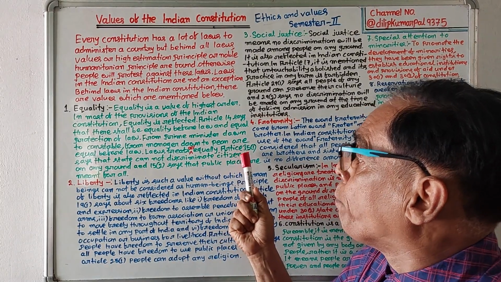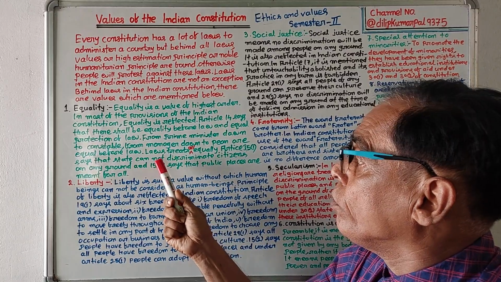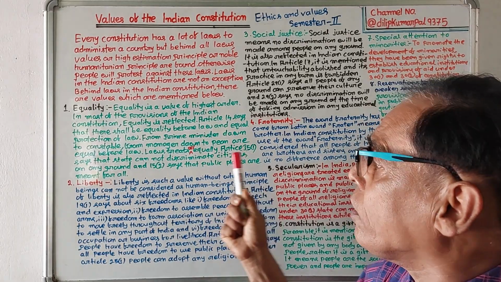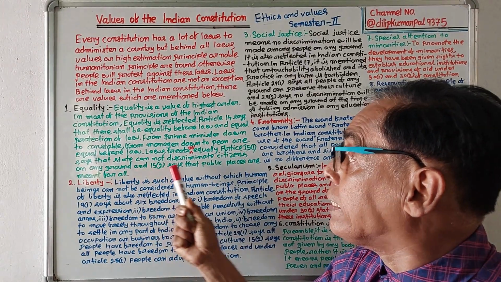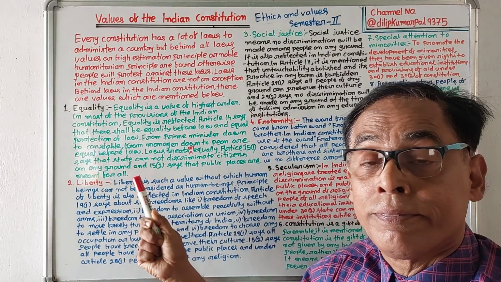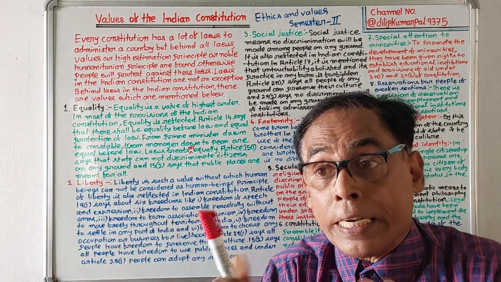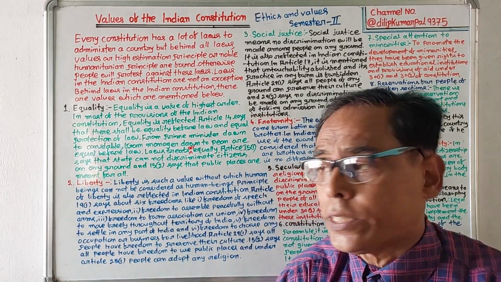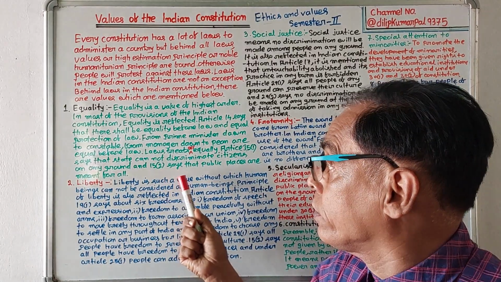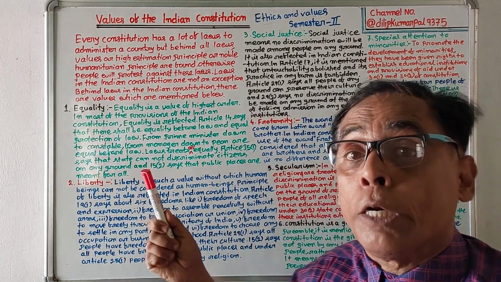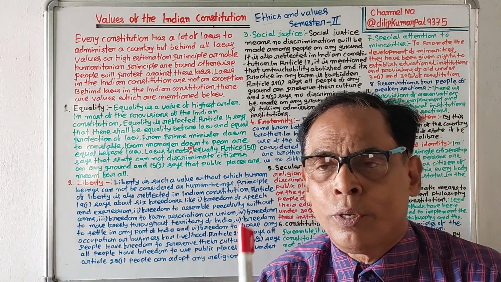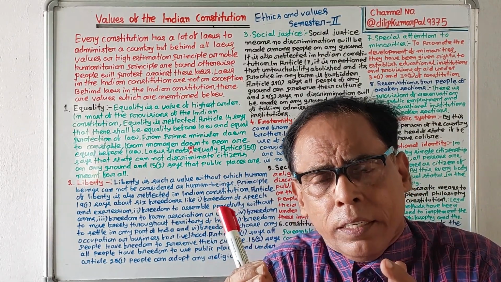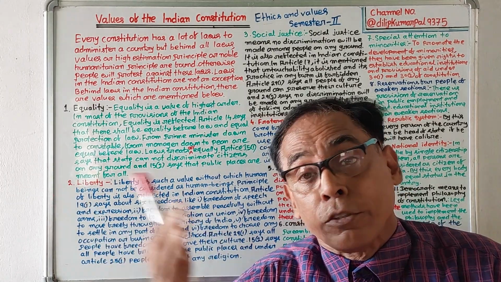Then, in Article 15, law treats all equally in India. Article 15 clause 1 says that state cannot discriminate citizens on any ground. All citizens are equal. State cannot discriminate citizens on ground of caste, color, religion, language. Article 15 clause 2 says that public places are meant for all. So, equality is a very important value, and equality is reflected from most of the provisions of the Indian Constitution.